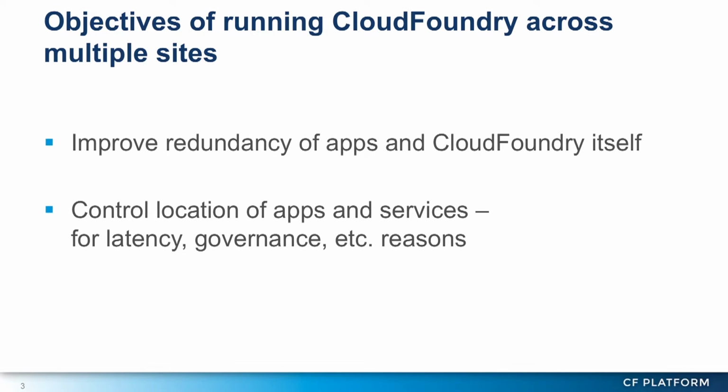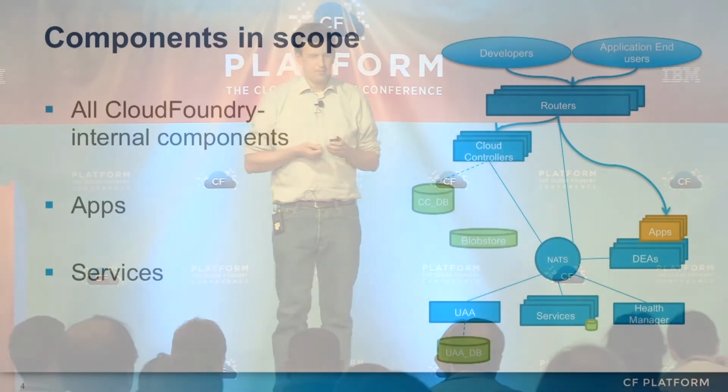The other important aspect is to control the location of apps and services, be it for latency reasons. I have a certain customer set I want to serve specifically, and I want to deploy my app into a region that is close to that customer, or into a data center that's close to the customer, or for other reasons like data governance. We heard some examples before. Data shouldn't be leaving the country, and so forth.